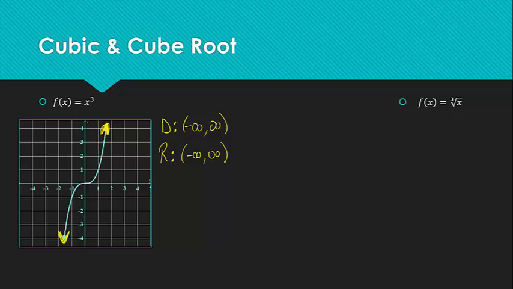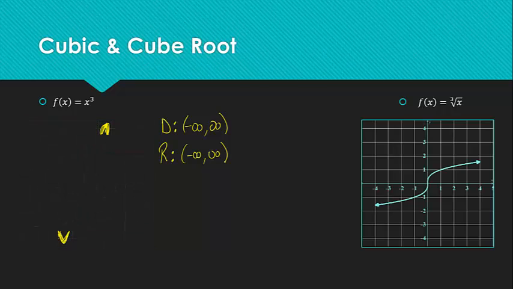Now, our cube root parent function, f of x equals the cube root of x. Looks just like that. So, our domain. The leftmost point is an arrow, so that means it goes on for infinity. So we're going to have negative infinity, comma, and our rightmost point of our domain, infinity, so it's going to be positive infinity. So the domain of our cube root parent function is negative infinity to infinity.